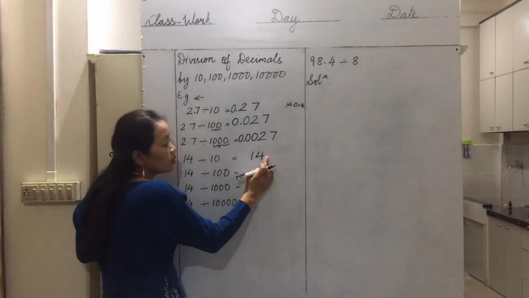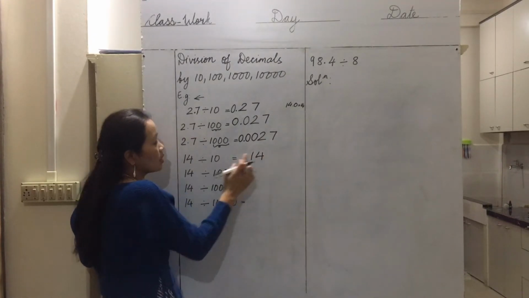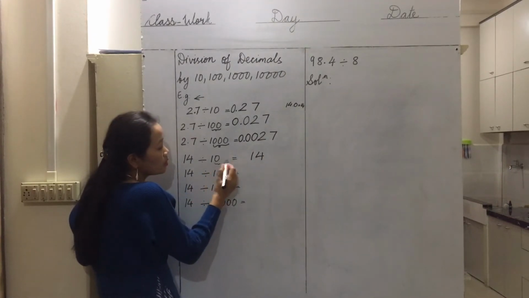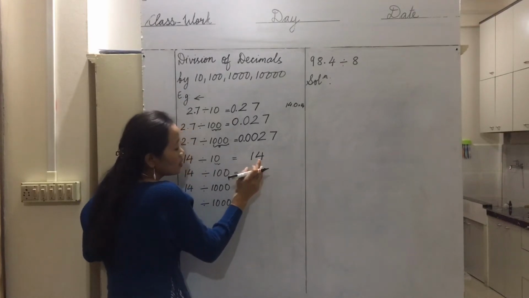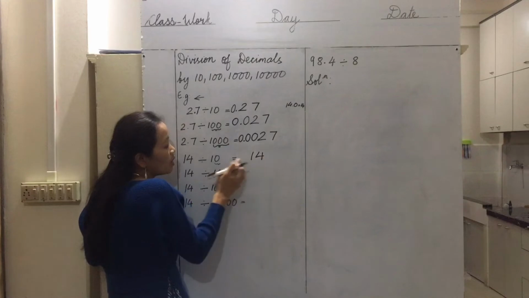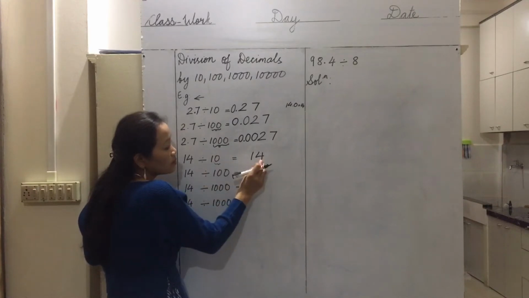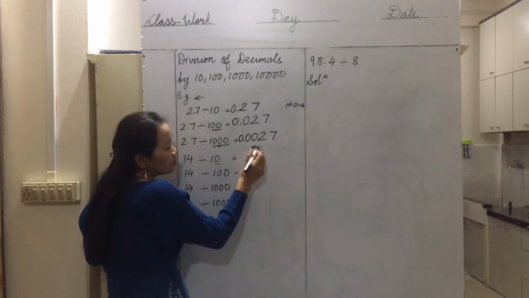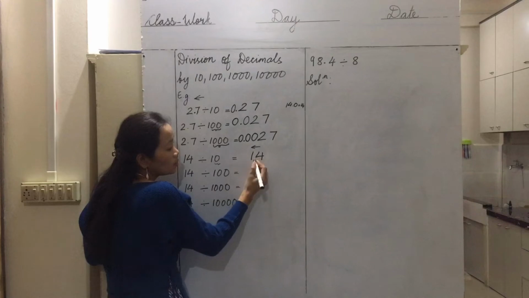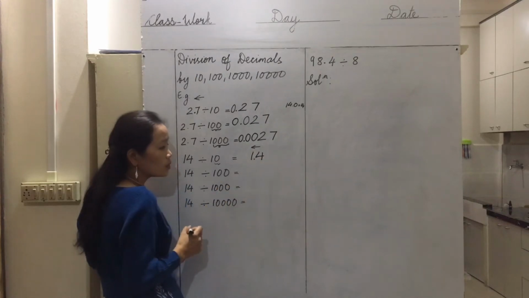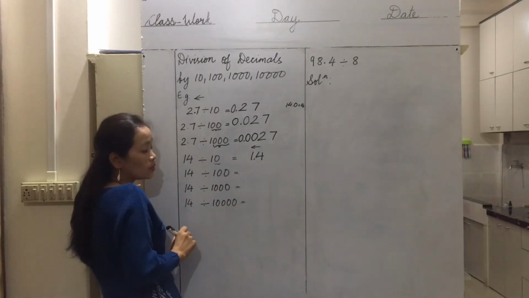Here the divisor has one zero, so the invisible point shifts, counting from the last digit at the extreme right, one time towards the left, right? After one digit we put the point, so the answer becomes 1.4.